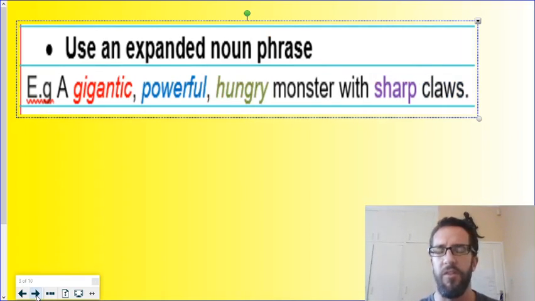Next one, we looked at expanded noun phrases, and again there's a video on that as well. That's where we take a noun phrase, so for example a monster, and we expand it, make it bigger by putting in some more adjectives and then using the conjunction with to make it even bigger. So for example over here we've got a gigantic, powerful, hungry monster with sharp claws rather than just a monster.